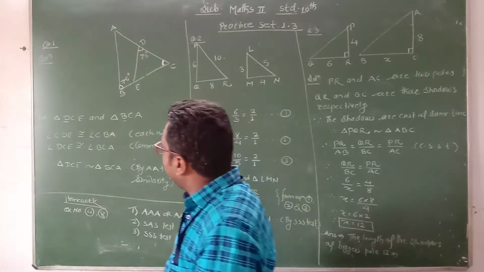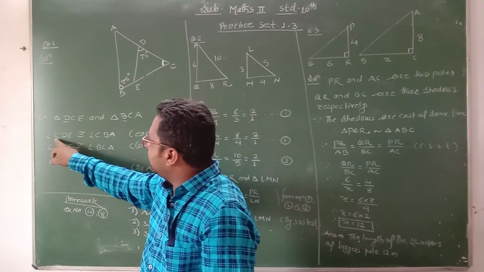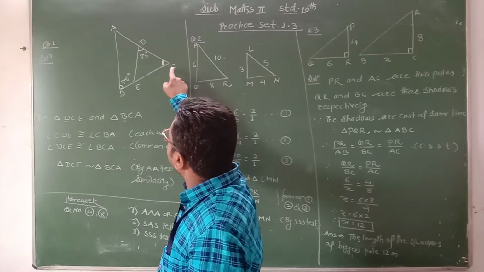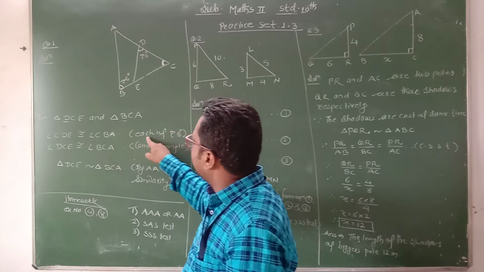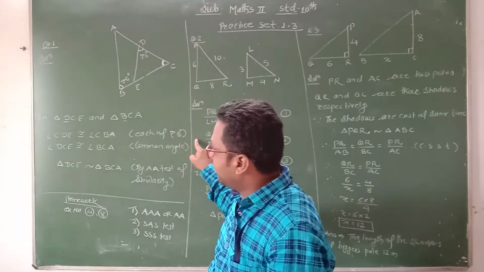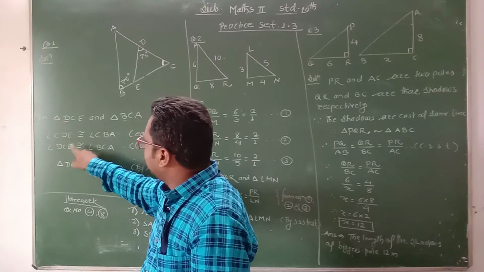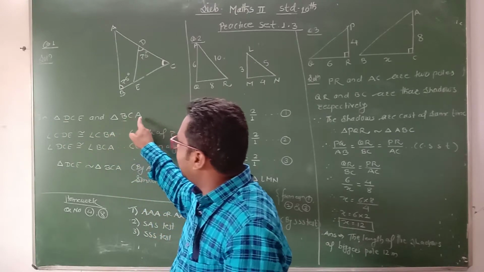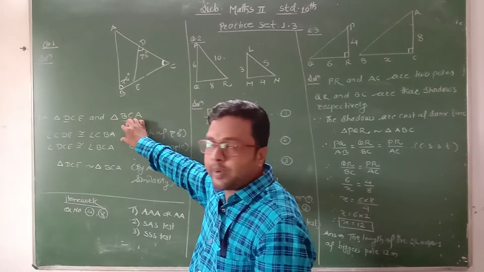Then in these two triangles, what is given here? Angle CDE is congruent to angle CBA, each of 75 degrees. This is the given part. From here also we can write CDE is equal to what? CBA. In this way we get the right correspondence of the angles also.